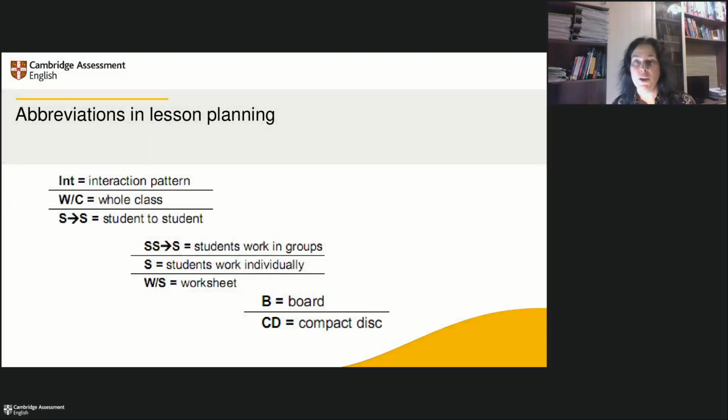To simplify your lesson plan and to improve your skills in note-taking, perhaps you can use some abbreviations. In TKT, they've highlighted different abbreviations for interaction patterns. You can see them here. Of course, you may use different abbreviations, but you need to be able to understand them when you see them in the exam.